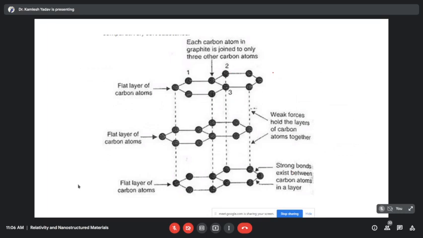Therefore there are layers, and within these layers, between two carbon atoms there is a covalent bond, but between two layers there are only weak van der Waals forces of interaction. These are the hexagonal layers, and the structure of graphite is totally different from that of diamond. That is why the properties of graphite are different from those of diamond.